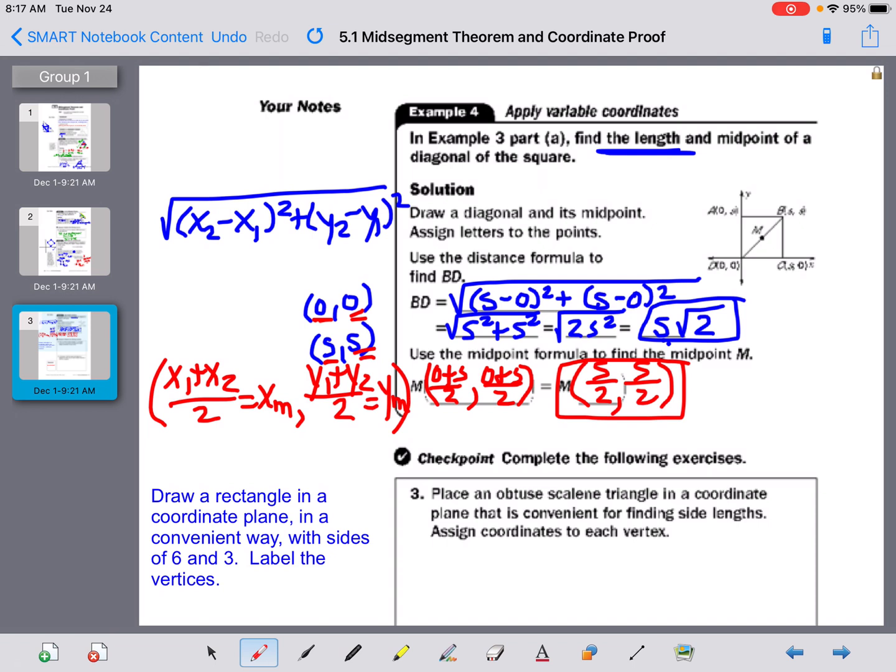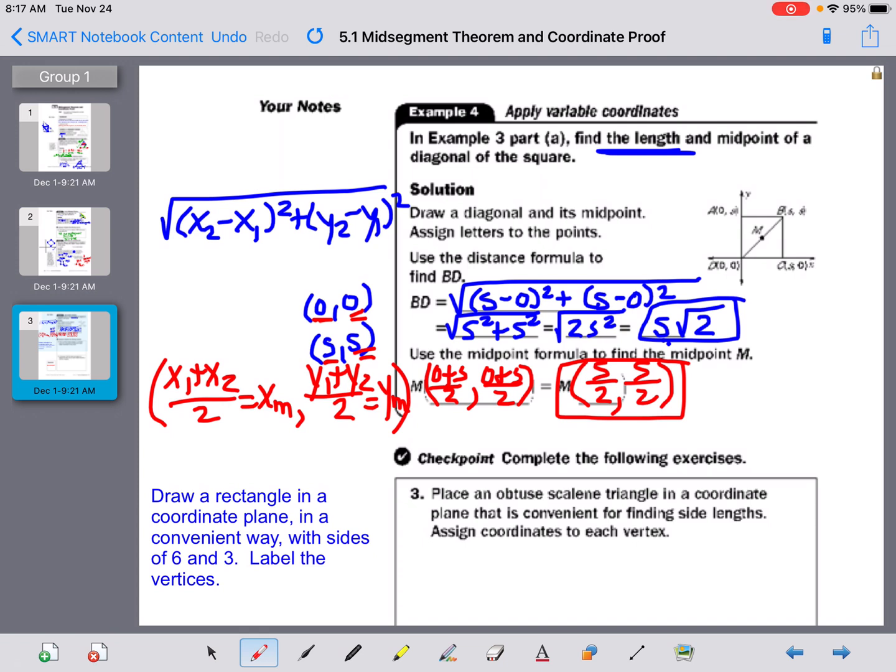What were my ugly numbers? 219. I don't want to use it. It's odd. What if I said 220? My side lengths were 220 and 220. 220 divided by 2 is 110. 220 divided by 2 is 110. So my midpoint would be (110, 110). Okay? So it gives us this generalized rule, and that's the benefit of coordinate geometry, is we can come up with a generalized rule and use it over and over and over with different numbers.